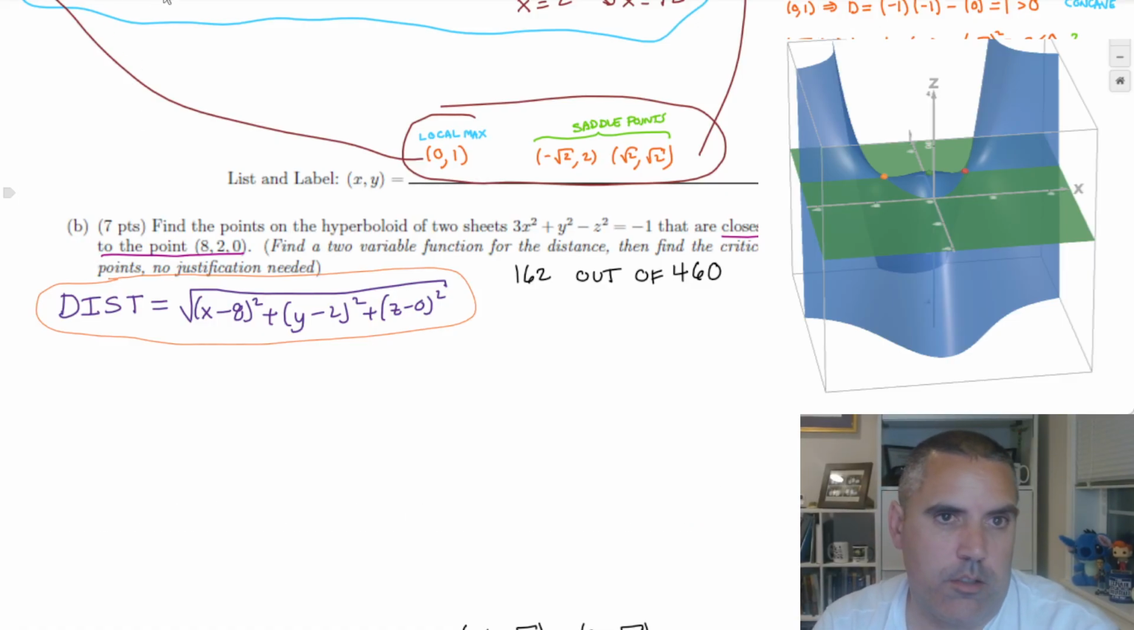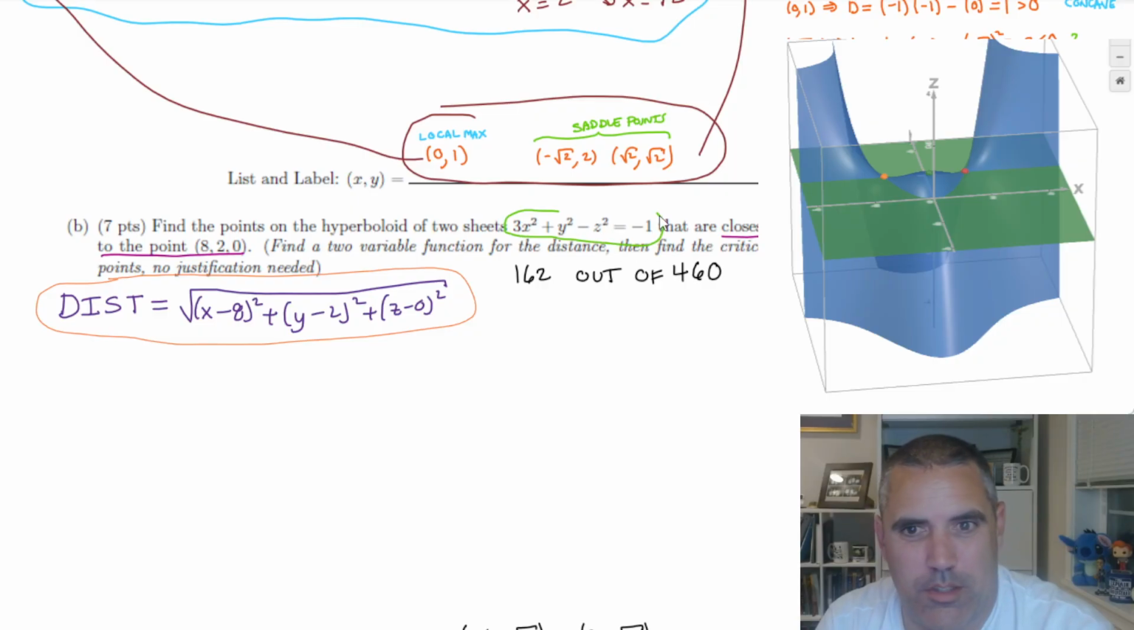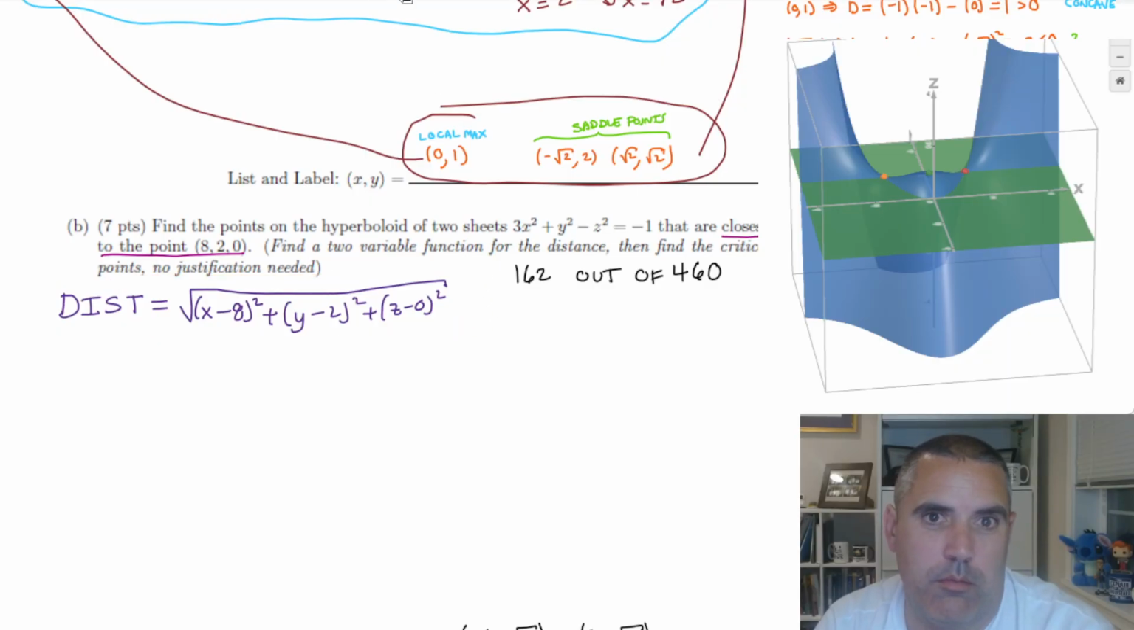Okay, I saw quite a few people make the standard mistake, which is they took derivatives of this, and it's just hard to give really any credit because that's not in the right direction. The only thing we're going to take derivatives of is distance. How do I know that? Because we're talking about closest, we're talking about minimum distance.